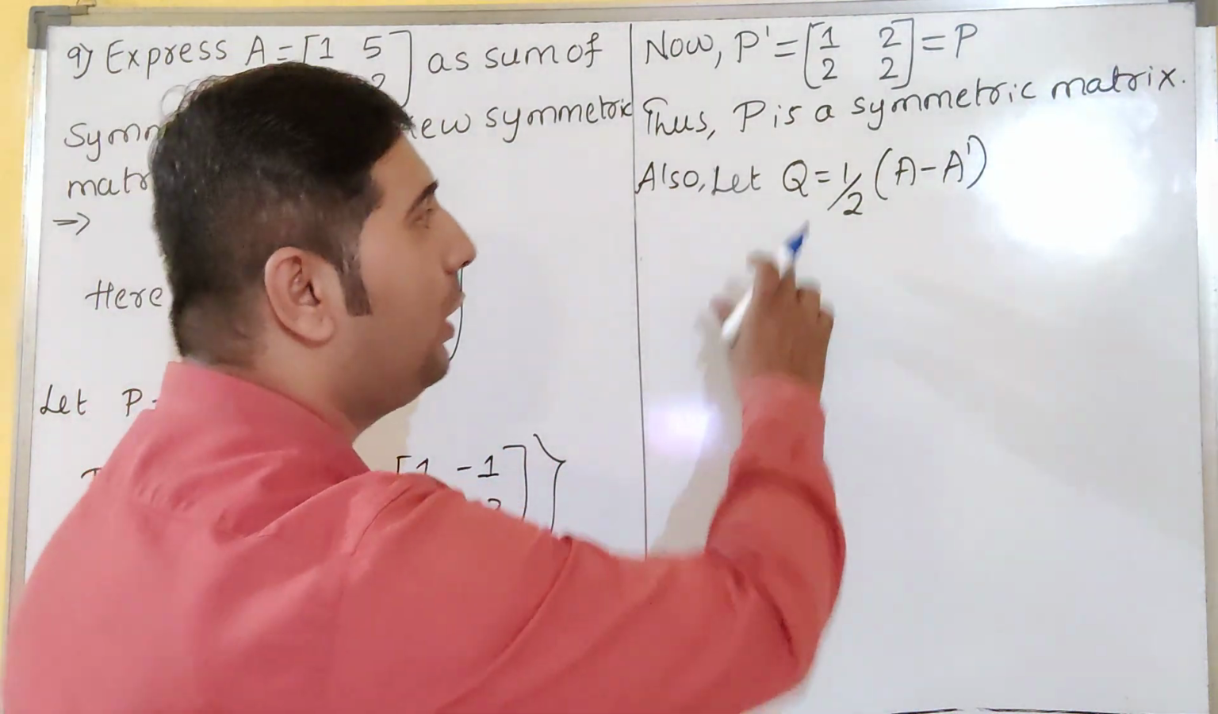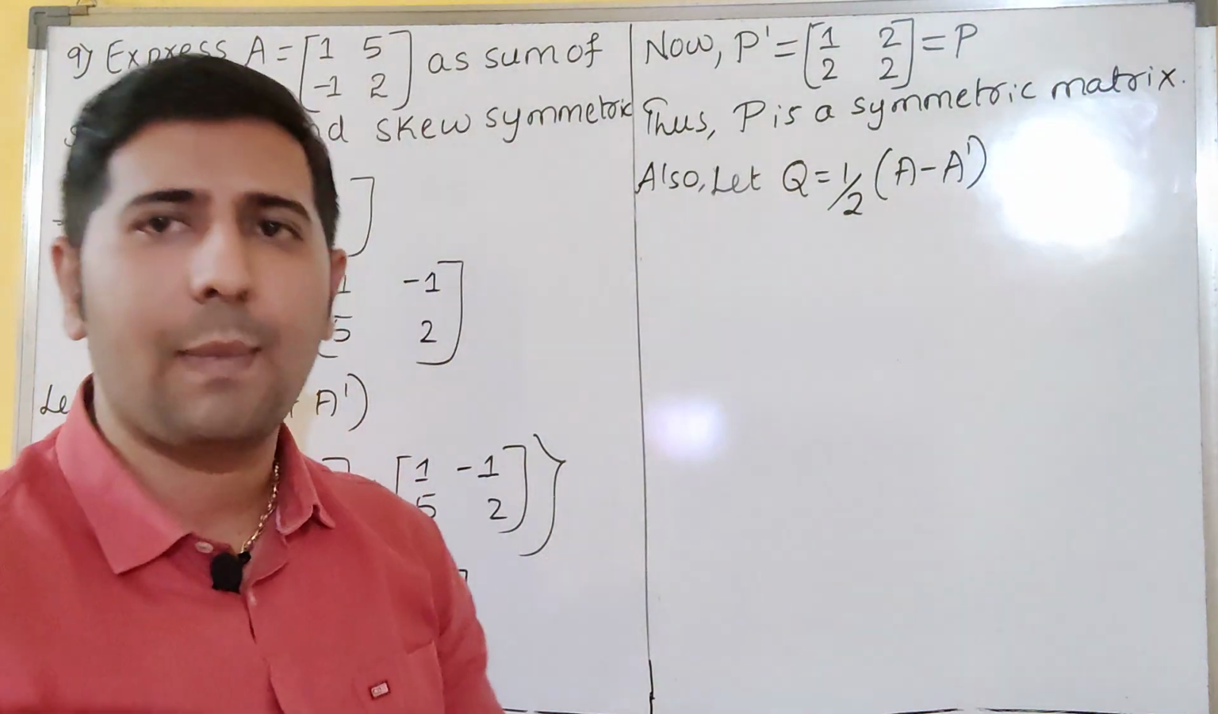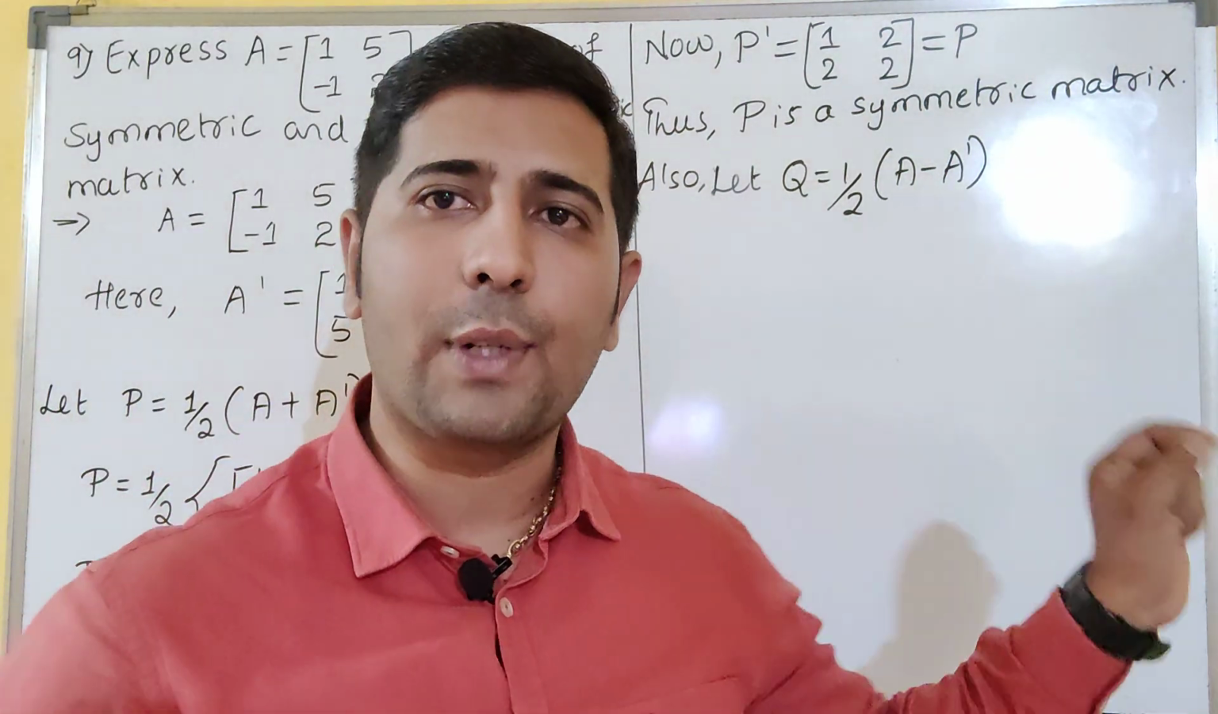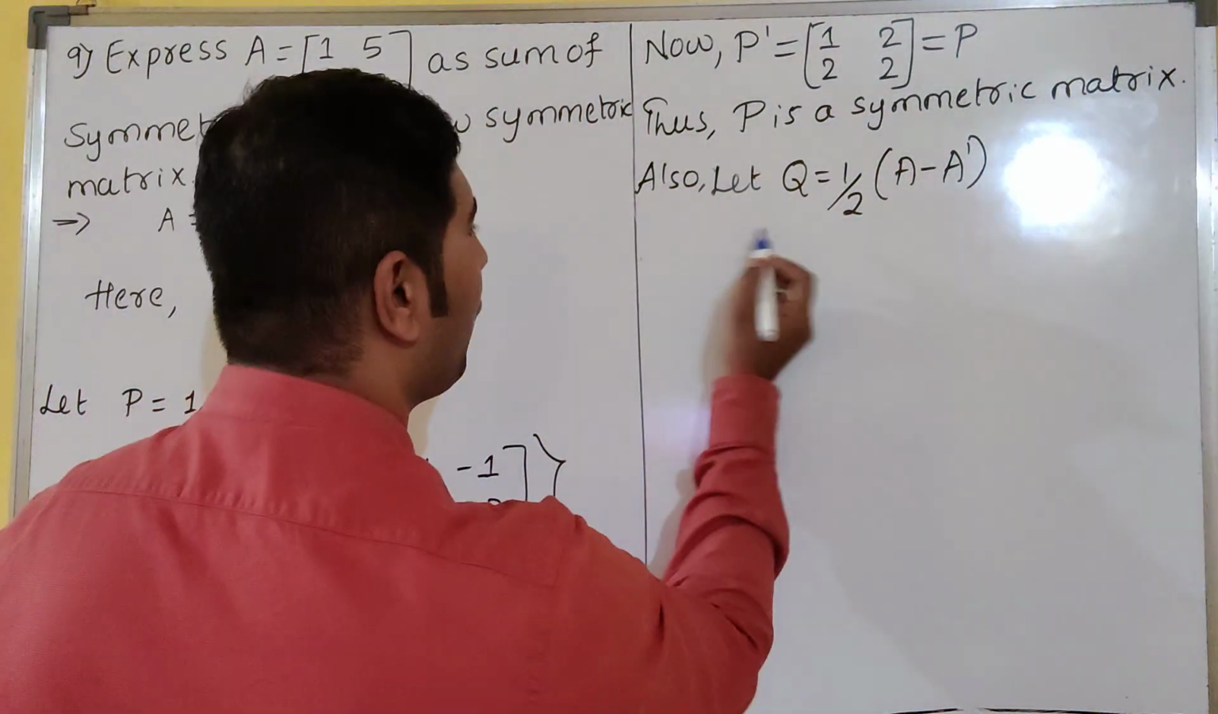Now I have to show Q as skew symmetric, dear students. The skew symmetric matrix definition says Q transpose is equal to minus Q, I have to show. So now let's see how to show this one.